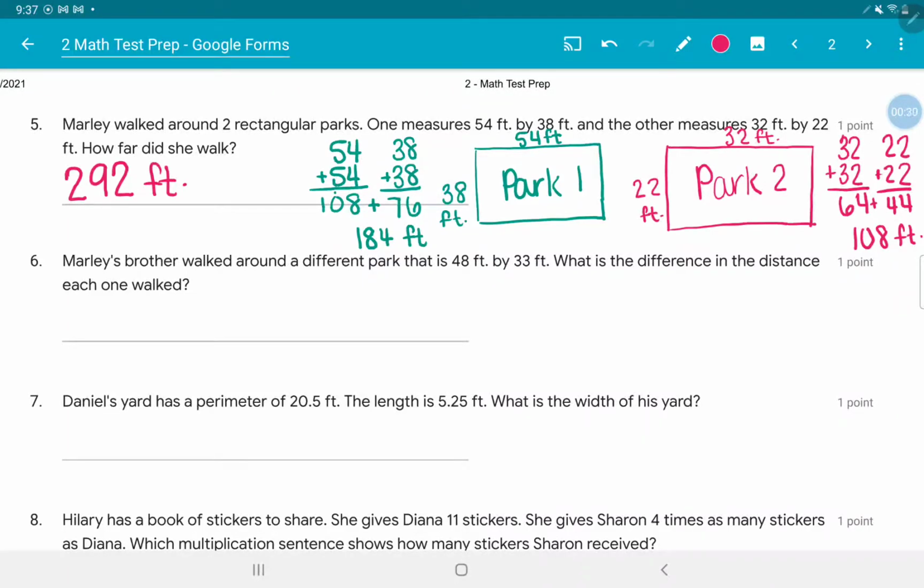How many sides are there? 4. 4 sides. I have to add all 4 sides. Okay. When I know how far he walked, what am I going to do to find the difference? You subtract. We're going to subtract how far the two of them walked to see the difference. Go ahead and solve.